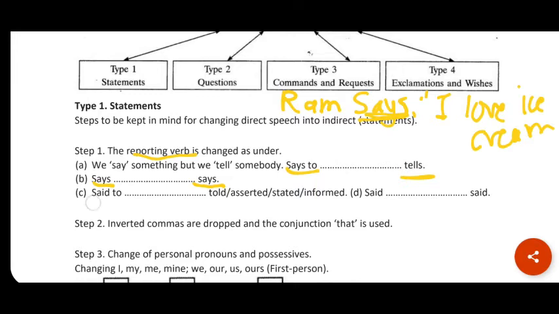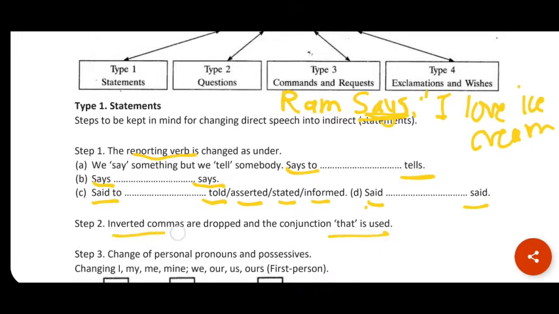If the reporting verb is said to, that is in the past tense, then it will change into told, asserted, stated, informed. Okay, so if we are talking about statements, the reporting verb said to changes to told, asserted, stated, informed. If the reporting verb is said, it remains said. It doesn't change. Okay. So now rule number 2, inverted commas are dropped and the conjunction that is used.